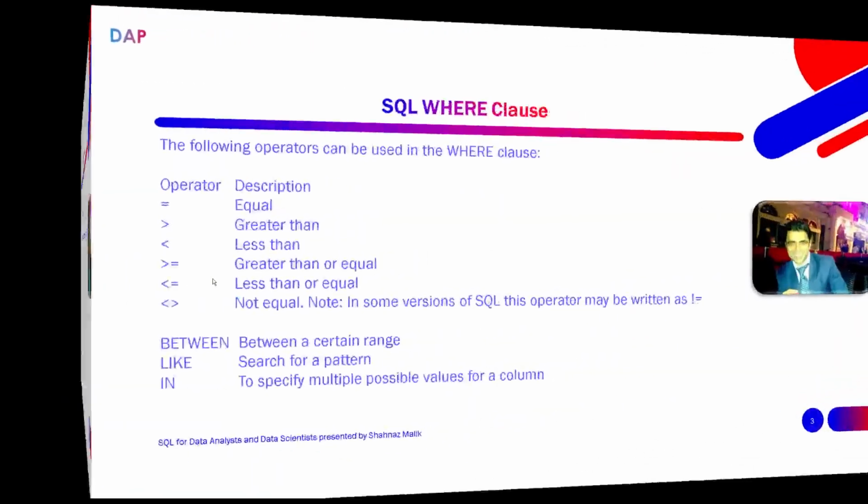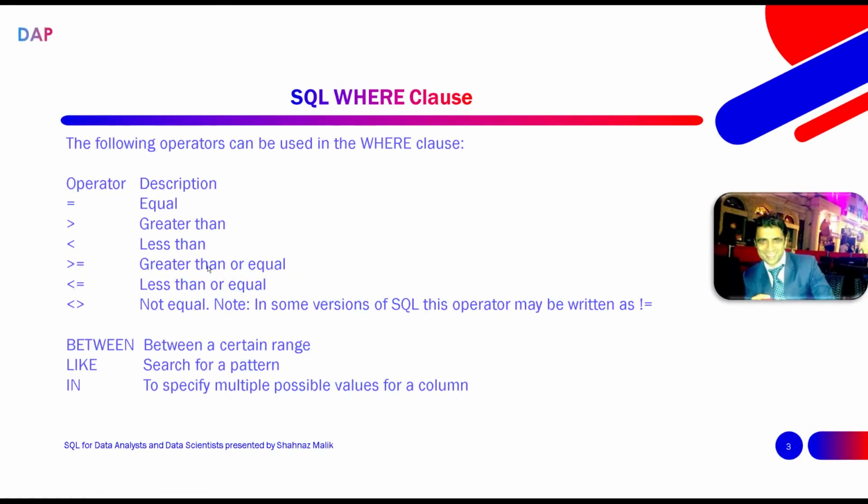You have to remember that the following operators can be used in the WHERE clause. These are operators, and this is the description of each. For example, you can say WHERE some condition is equal to, greater than, less than, or greater than or equal to, and you can put all these conditions through these operators.